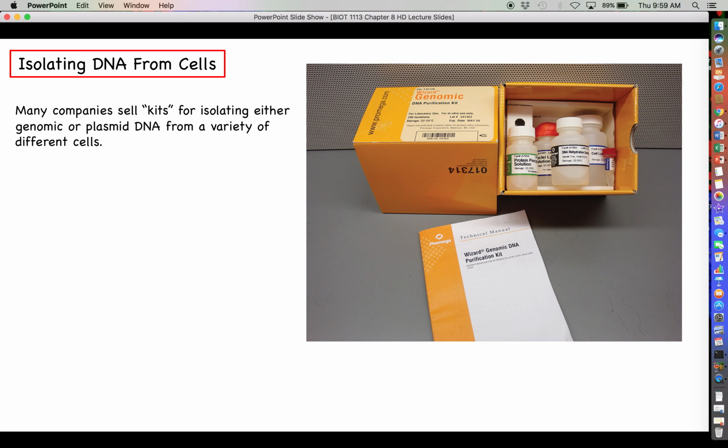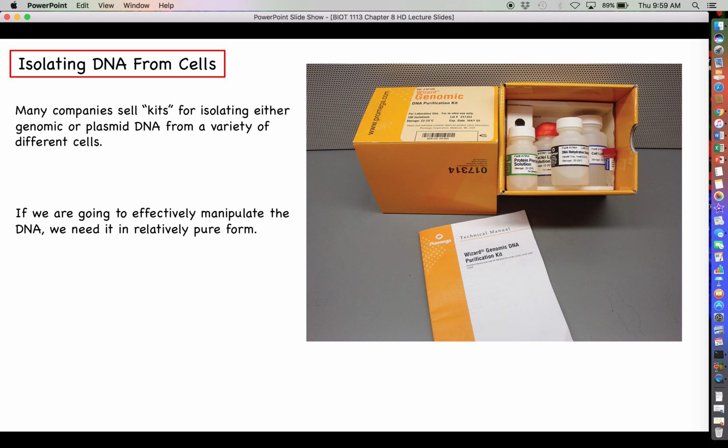But just to introduce the topic, a lot of companies, once these methods have been tinkered with and we've worked the kinks out enough, are now selling kits that allow you to very easily and very cheaply isolate either genomic DNA or plasmid DNA from a variety of different cells, whether it's bacteria, yeast, mammalian cells, etc. Extracting the DNA out of cells is not actually that arduous of a task now that we have these kits available to us.